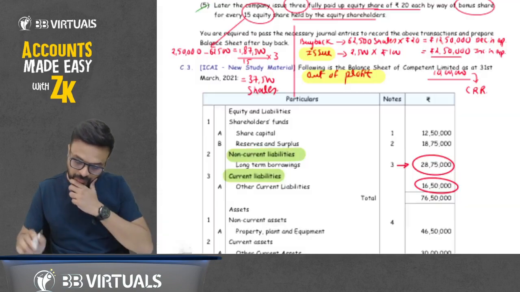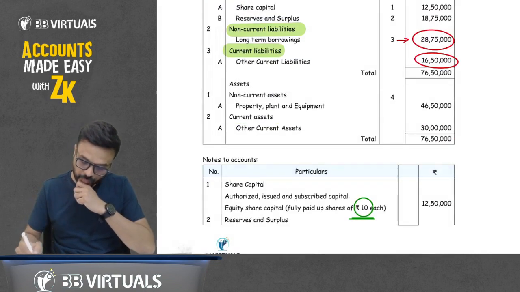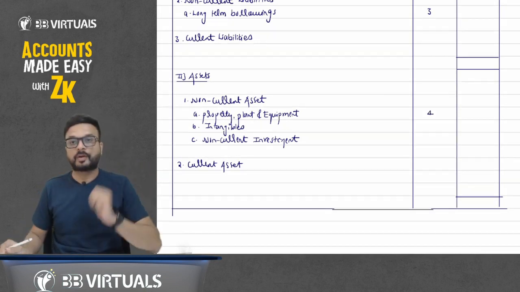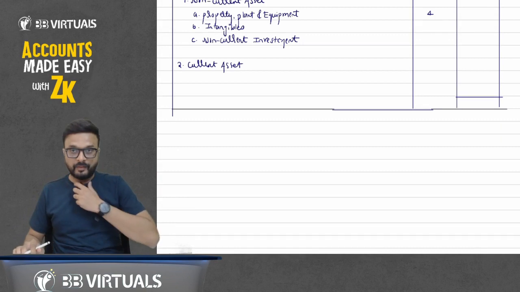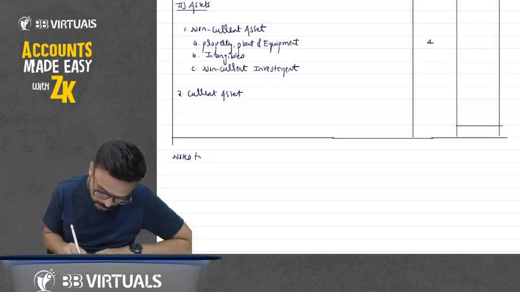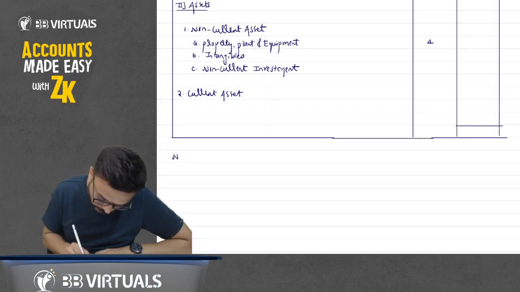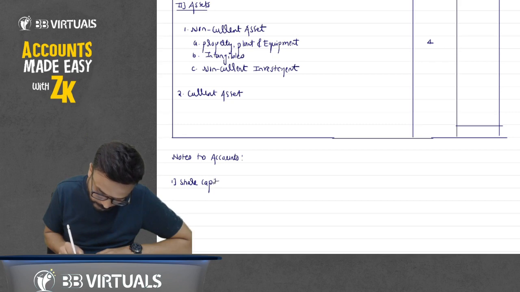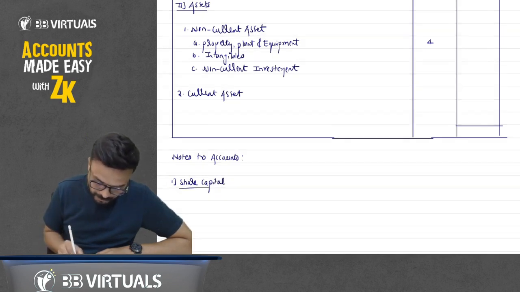So here, whether they've given property, plant and equipment individually, note 4. So make it notes to account on PPE also, note number 4. Okay. Now write down one by one. Notes to account number 1, share capital.